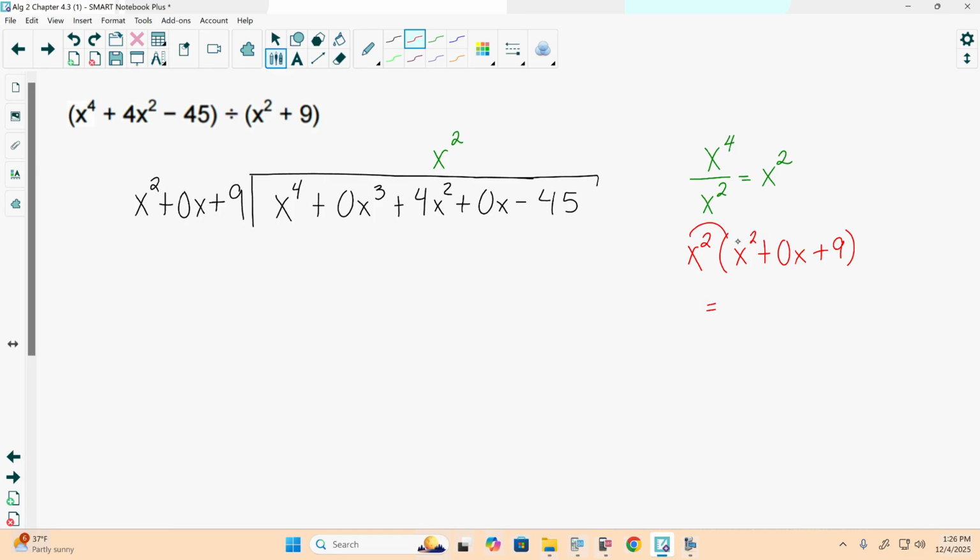We're going to distribute the x squared. X squared times x squared is x to the fourth. X squared times 0x is going to be plus 0x cubed. So I'm going to still multiply. We're going to treat it like it's an actual number, not 0. Because really x squared times 0x is 0. X squared times x is going to be x to the third. We're still going to leave it at 0. And lastly, x squared times 9 is plus 9x squared.